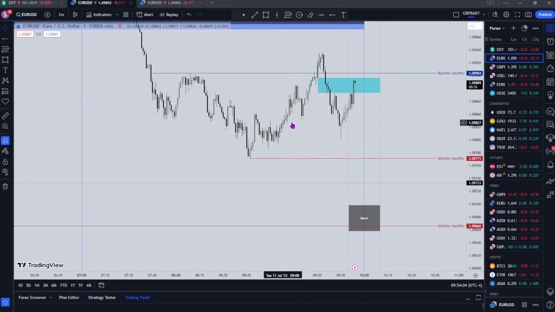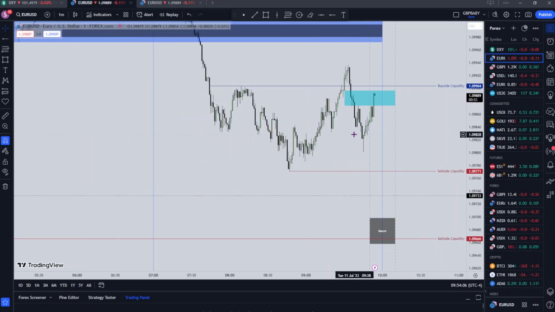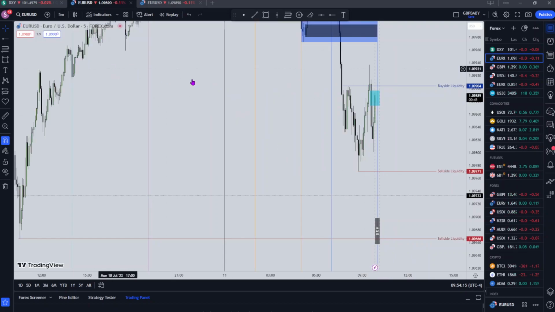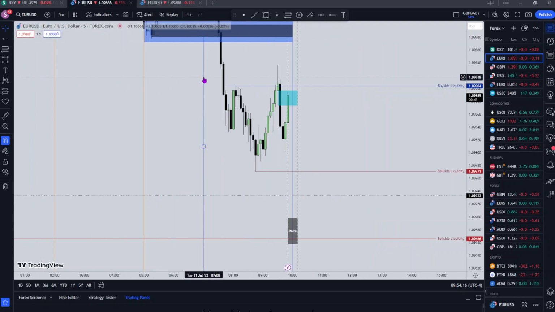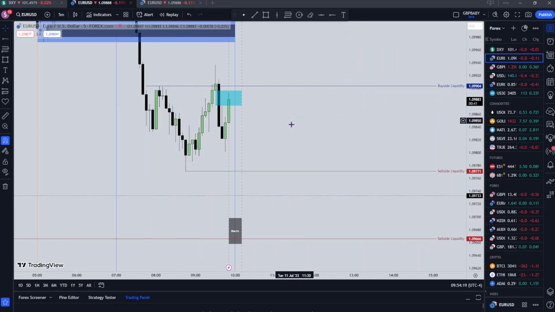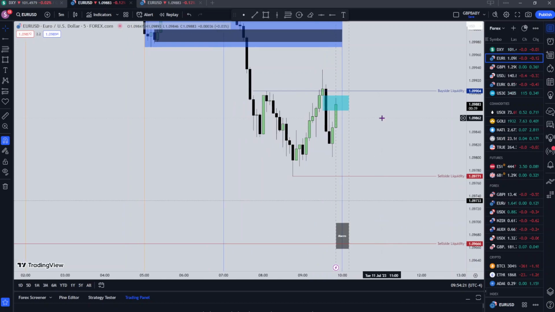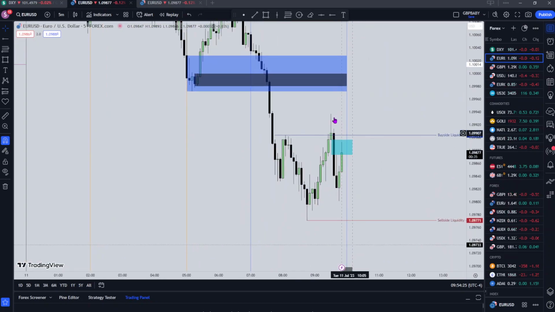And yeah, should be all good, man. You can see we had quite an aggressive push into that fair value gap. I don't like when it does that, but price moves how it wants, as we know.